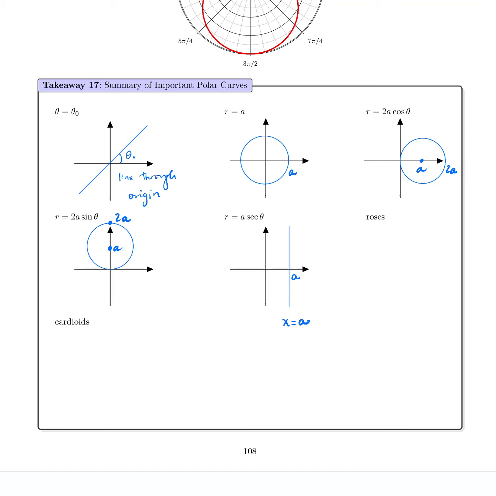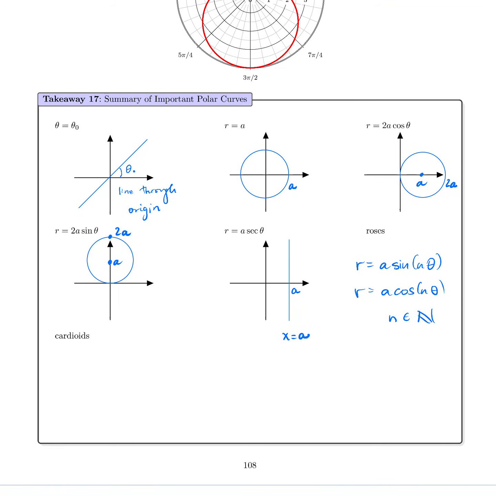Roses have equations r is a sine of n theta, or r is equal to a cos of n theta, where n is a natural, a counting number. And cardioids like the one above here have equation r is equal to a times 1 minus cos theta if it's oriented left and right along the x-axis, and r is a times 1 minus sine theta if it's oriented up and down.